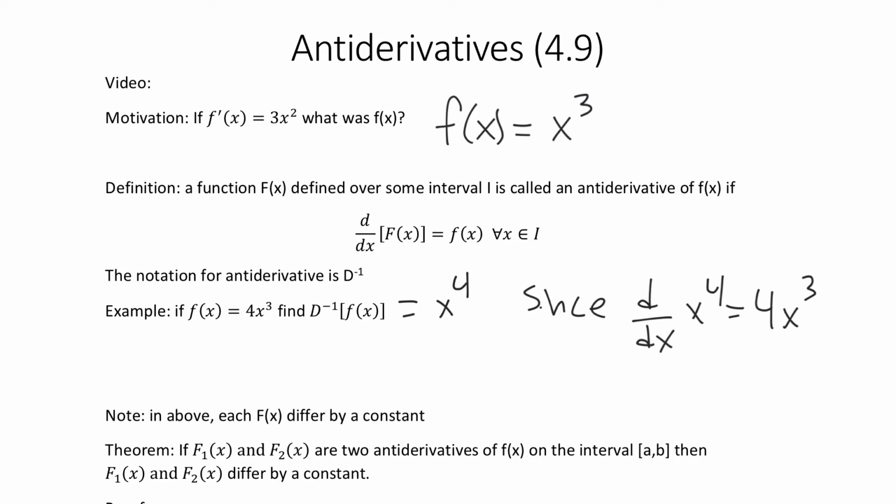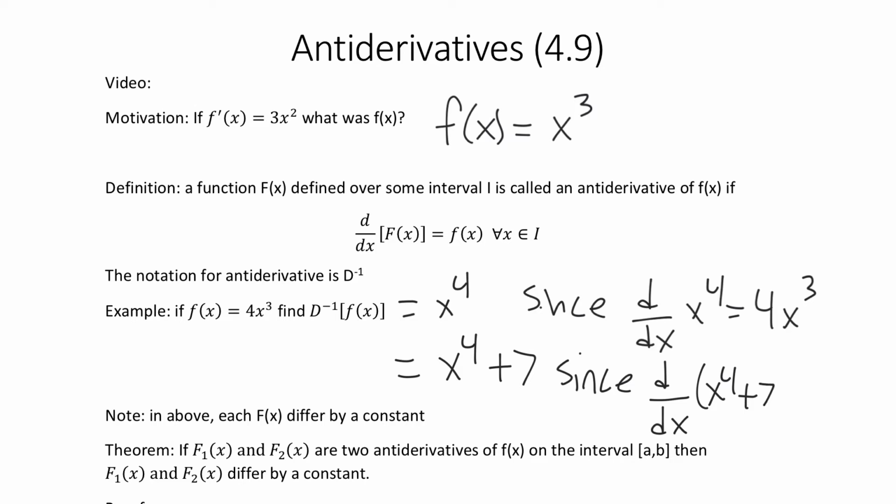Now if we notice, we can use the same logic to say that the antiderivative must be x to the power 4 plus 7, since when we take the derivative of x to the 4 plus 7, we still get 4x to the power 3.